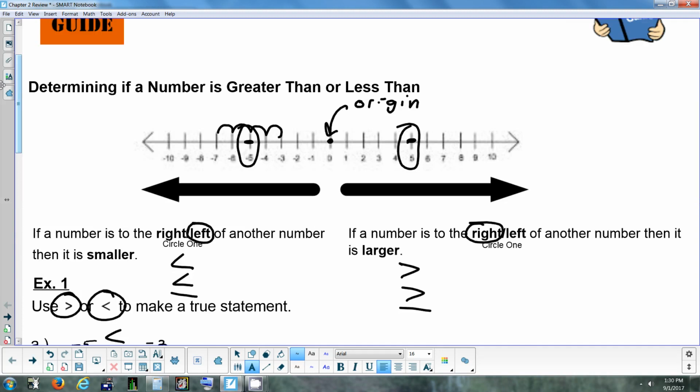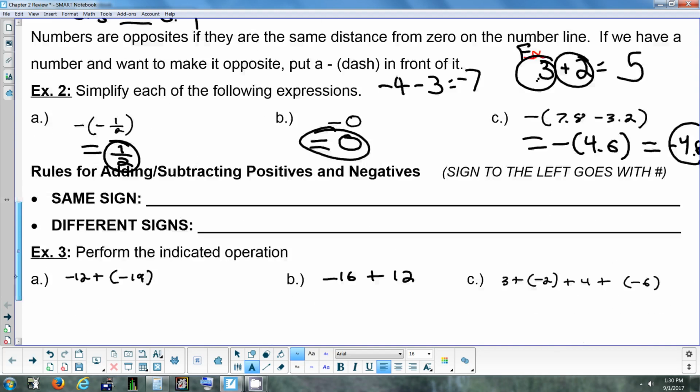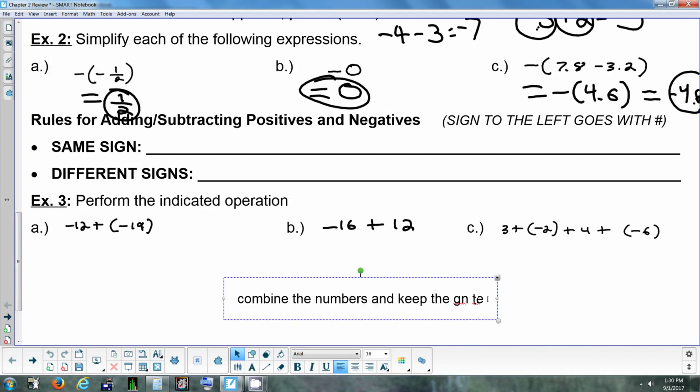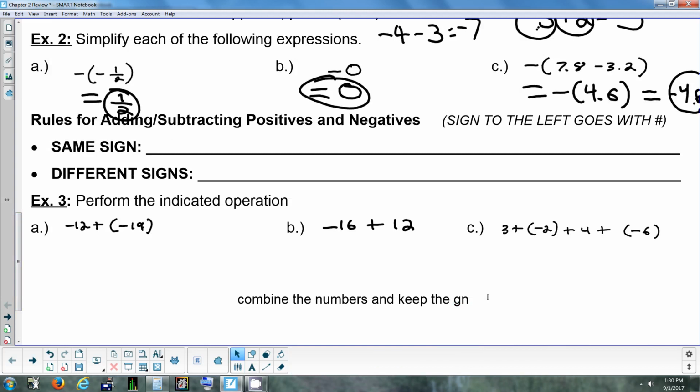All right. So I think of it as you just combine the numbers together and keep the sign. So I'm almost like ignoring the negatives. I'm doing 4 and 3 is 7. And because they have the same sign, I know I have to keep it. All right. So combine. That's what I'm typing.